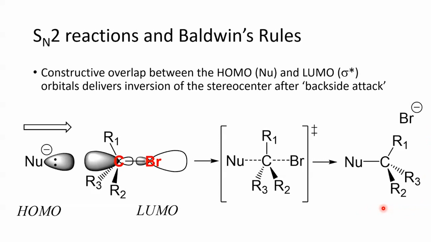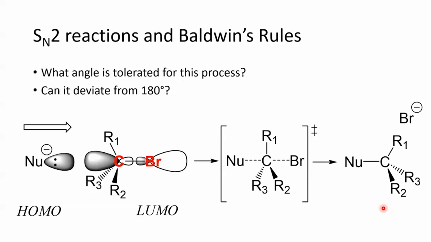Now, the question, if this was Baldwin's rules and we were forming some kind of a ring, is do you require this 180-degree approach of the nucleophile, or can the reaction sustain differences in angle of the approach of the nucleophile? This idea kind of underpins whether or not a cyclization is going to be favoured according to the rules.